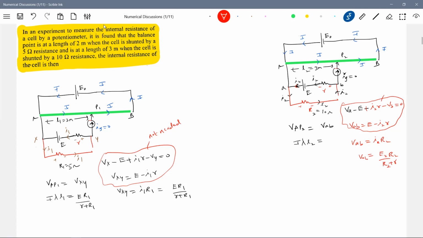See, everywhere, wherever you go, you are just going to apply KCL and KVL. That's all, nothing big. So this value of VAB, I'll substitute here. What is VAB equal to? It is E R2 by R2 plus r. So there's equation 1, equation 2, dividing 1 and 2.